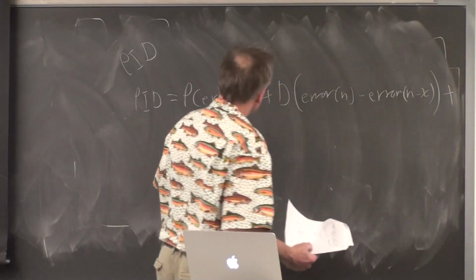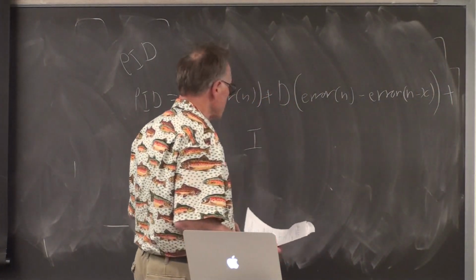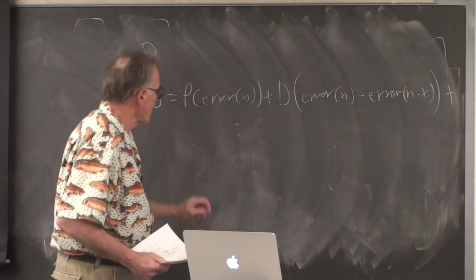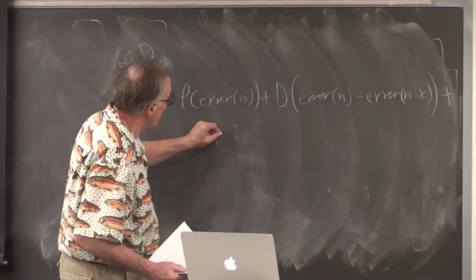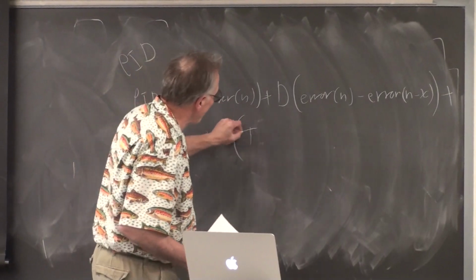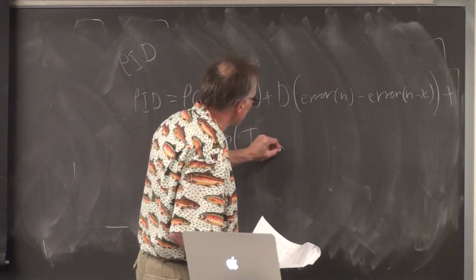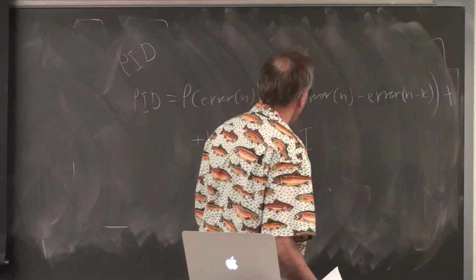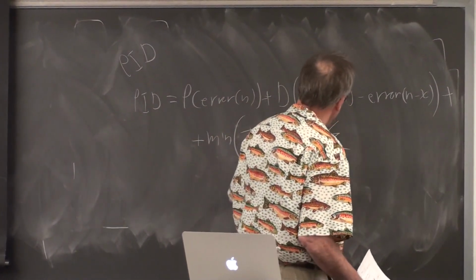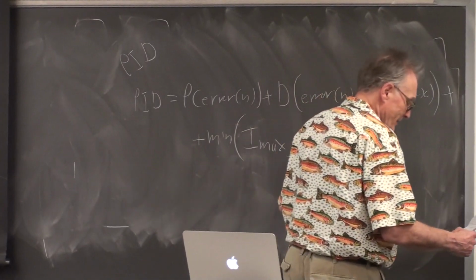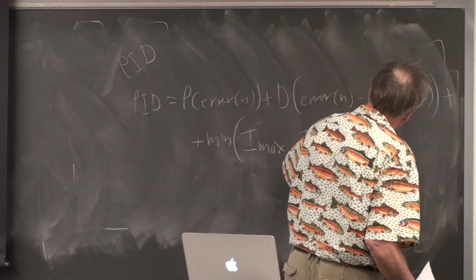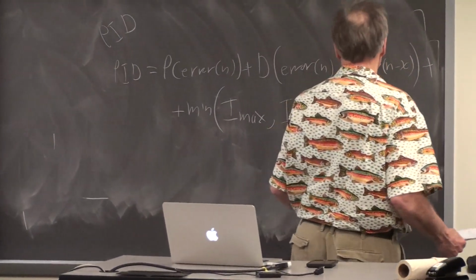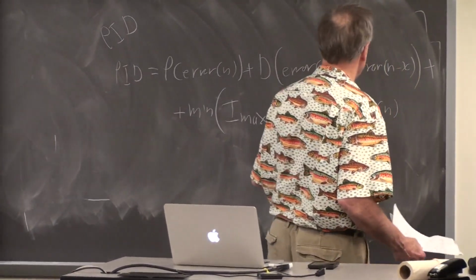plus some integral term. No, we're not going to do it that way. We're going to do it this way. We're going to say plus the min of some I max times a constant I plus the sum over some range I'll talk about in a minute of error n times dt, but we're going to cleverly set dt to 1.